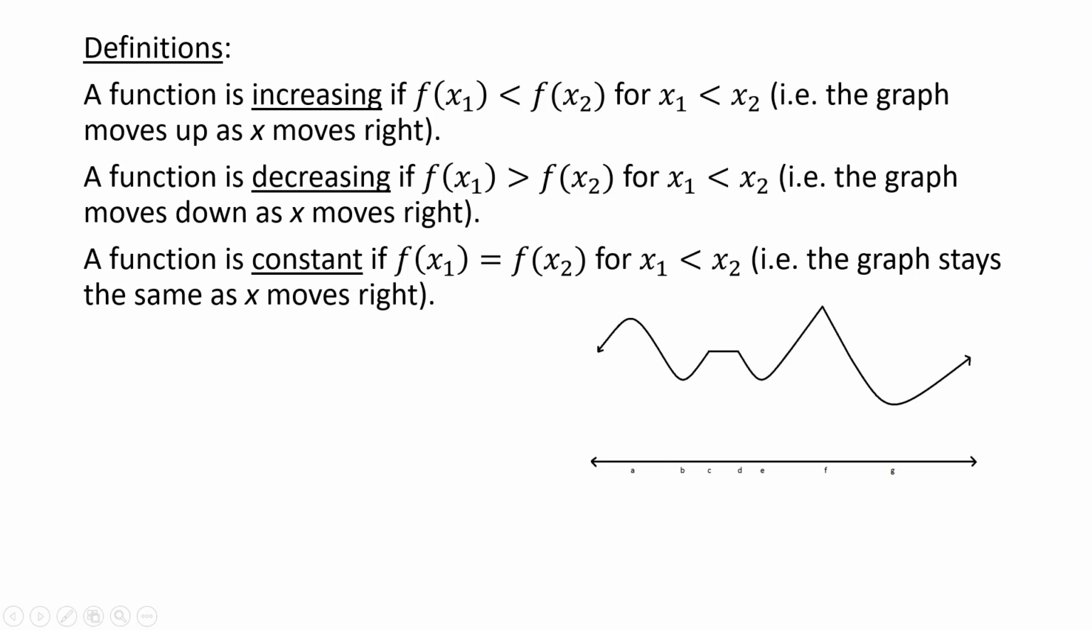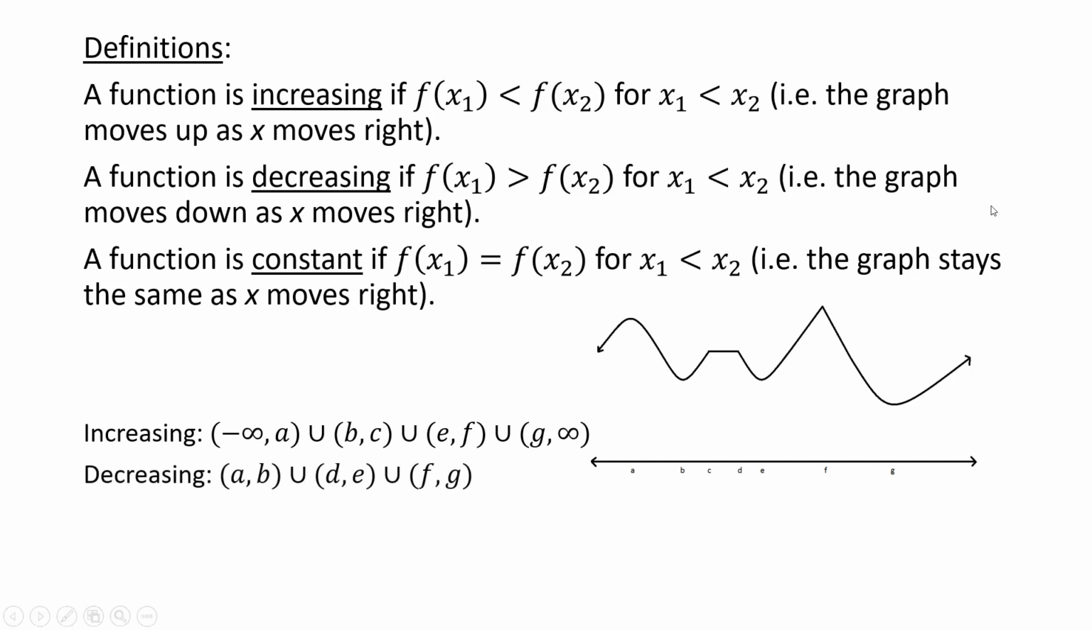So when we talk about where a function is increasing, decreasing, or constant, we're going to list them as intervals. So when we do this, we have our increasing, decreasing, and constant. These are x values. So way down here, when x is negative infinity, my function is increasing all the way up to A. And then from A to B, I'm decreasing. Then from B to C, I'm increasing. Then from C to D, I'm constant. Then decreasing, from D to E.